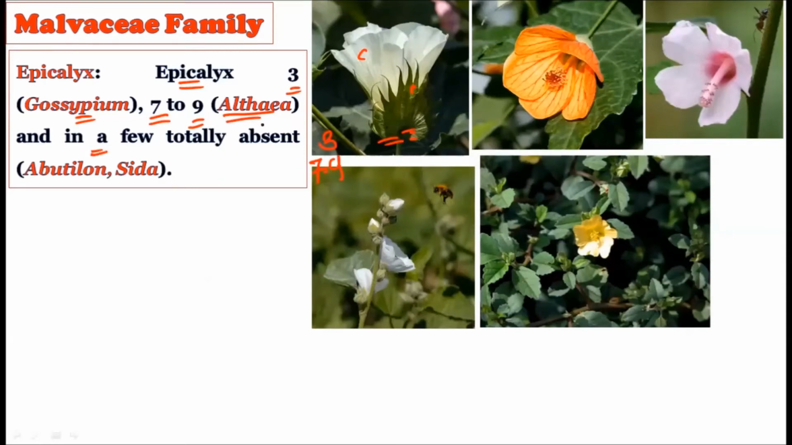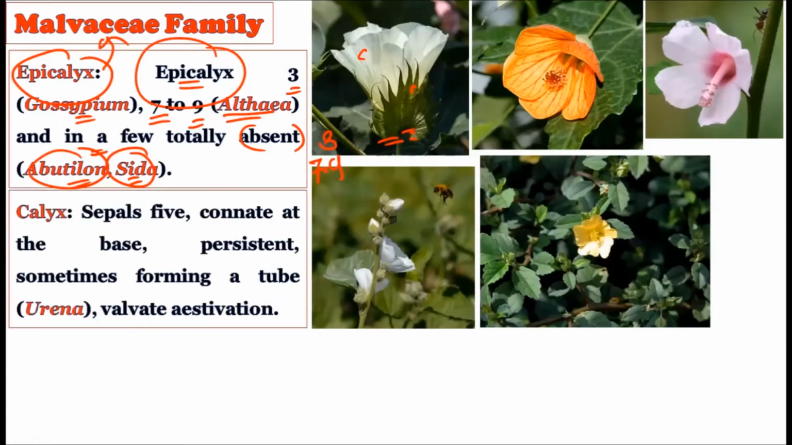And in a few it is totally absent, for example in Abutilon and in Sida. In Abutilon and Sida you will not find any kind of epicalyx. But some members, for example Gossypium, show the epicalyx, with 3 epicalyx present, or 7 to 9 epicalyx in the Althaea plant. The number can vary, but the presence of the epicalyx makes the Malvaceae family a very unique family of its own kind, because the epicalyx is not a structure found in every kind of plant, but is actually present in the Malvaceae family.